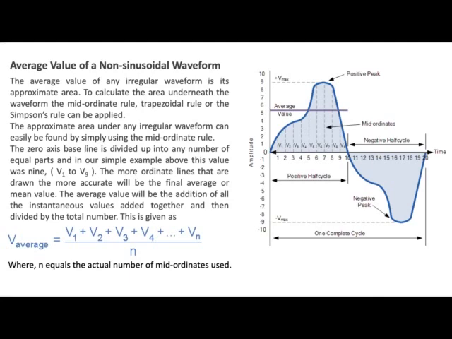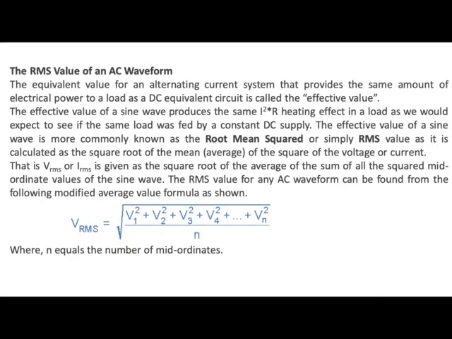To calculate the area under the curve using the mid-ordinate rule, you pick up some instantaneous values and add all of them, dividing by the total number of instantaneous values. So that gives the average value. So the average value is one term by which we define the magnitude of the AC waveform. Next is the RMS value.